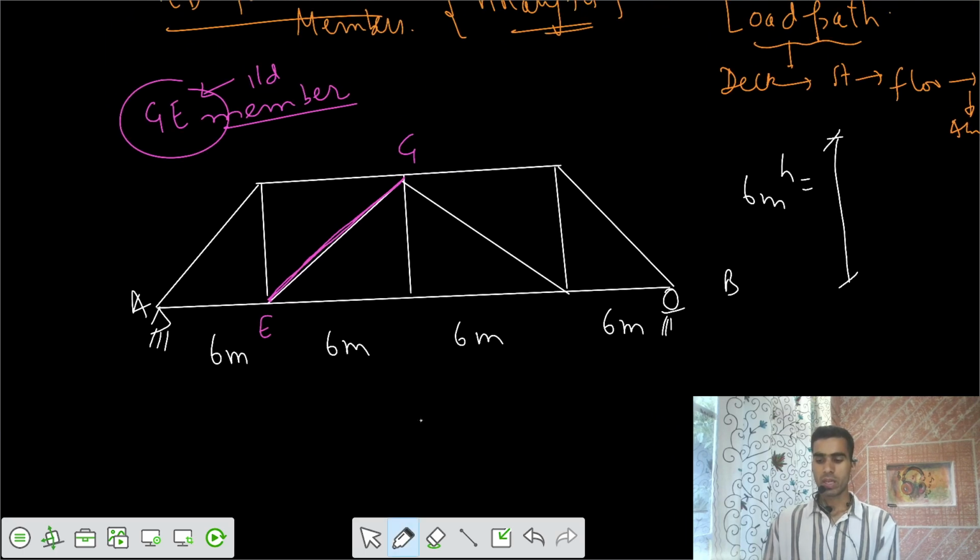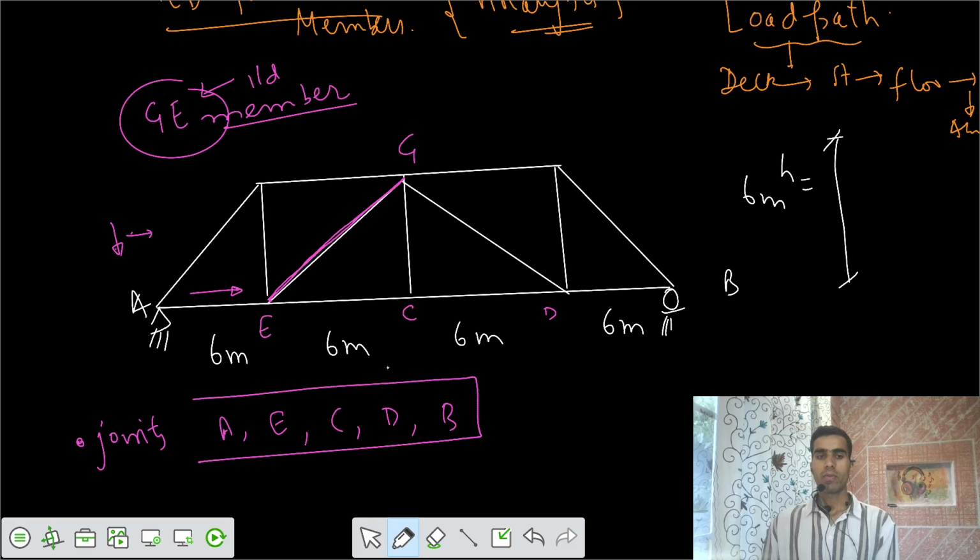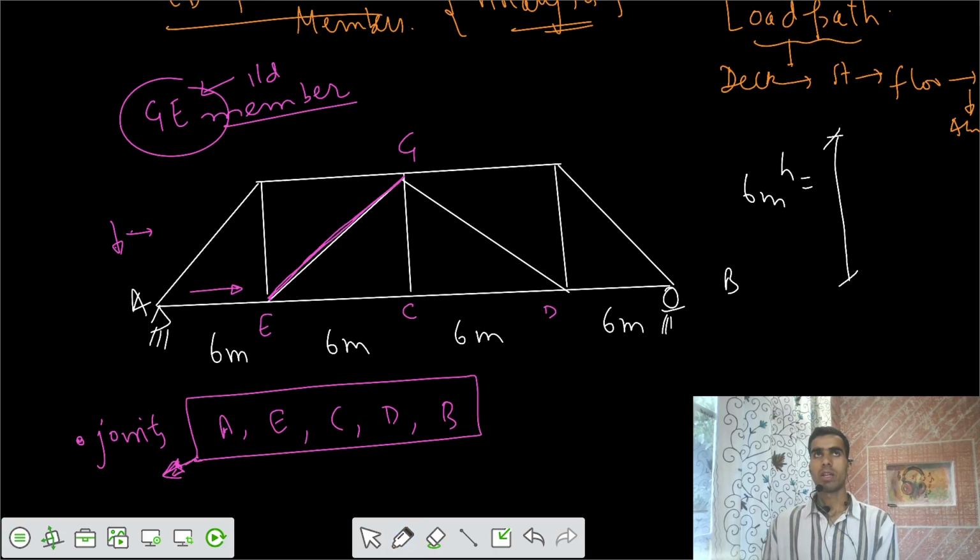Now the load is moving. If I solve for those joints, what are the joints we can have? If the load is moving in this way along the bottom, the loading joints are A, E, let's say this is C, this is D. We have to apply the loads at those joints A, E, C, D, and B. Then we ask: what is the ordinate of the ILD for GE at those joints when the load was at those joints? Accordingly, I have to join those ordinates by straight lines.